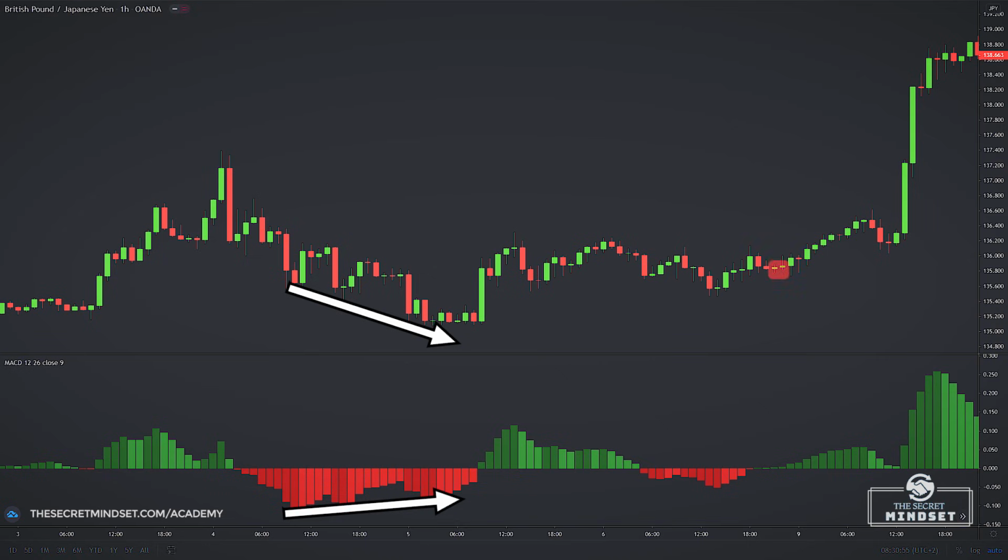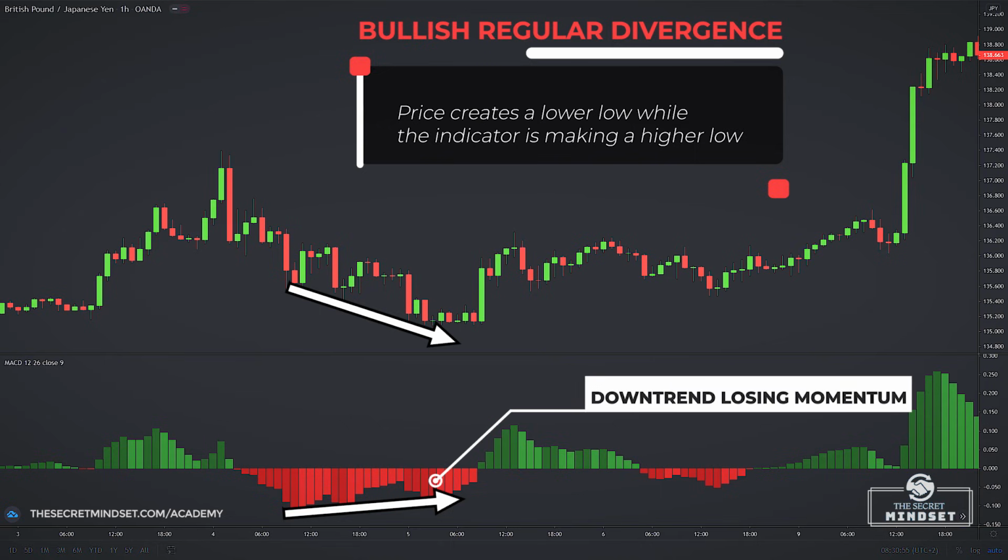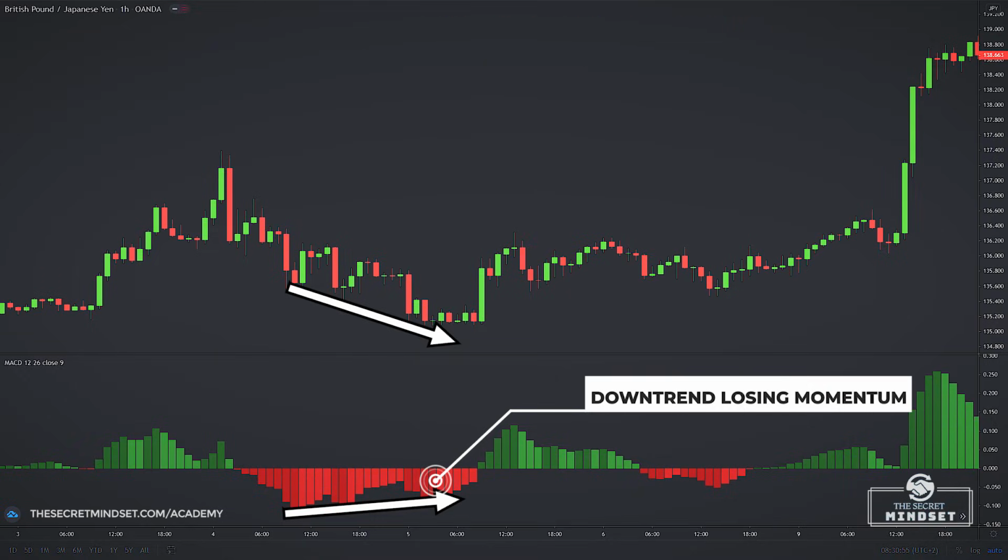Bullish divergences are used to trade a change in direction from a downwards move to an upwards move. They occur when price creates a lower low, and at the same time the technical indicator, the MACD in this example, is making a higher low. In essence, the MACD is not following the price down, suggesting the move lower is weakening and losing momentum, resulting in a possible move higher.